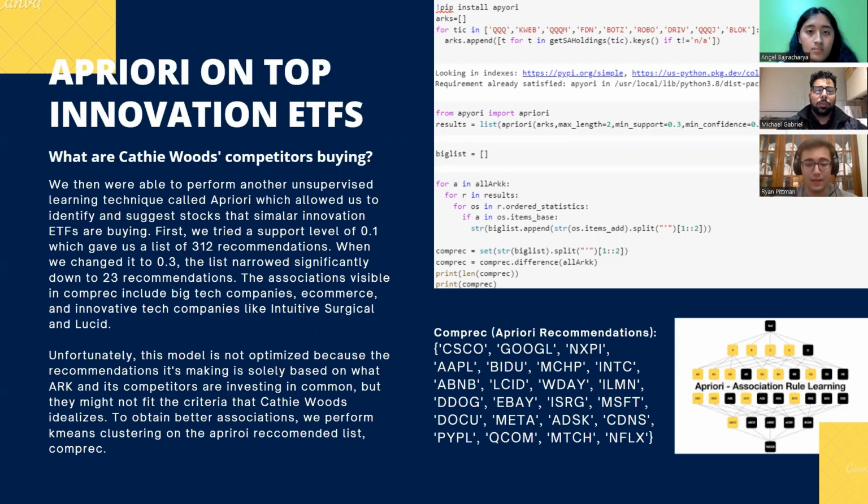They include big tech companies, e-commerce companies, and innovative startups like Intuitive Surgical and Lucid. Unfortunately, a priori only makes recommendations based on what ARK and its competitors have in common, but not necessarily the features that Kathy Woods idealizes. Therefore, we concluded that it might be a good idea to perform K-means clustering on the CompRec list and suggest only the stocks from CompRec that fall under the cluster 3 category.